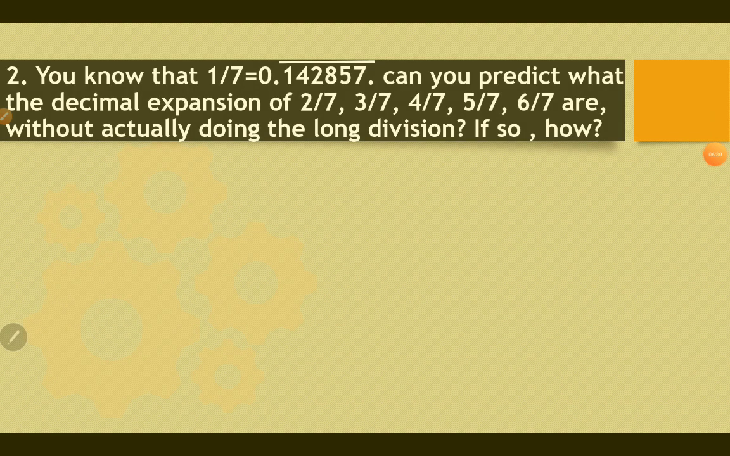Question number 2. You know that 1 by 7 is equal to 0.142857 the whole bar. Can you predict what the decimal expansions of 2 by 7, 3 by 7, 4 by 7, 5 by 7 and 6 by 7 are without actually doing the long division? If so, how? Yes, we can. We know 1 by 7, so 2 by 7 is actually 2 into 1 by 7.